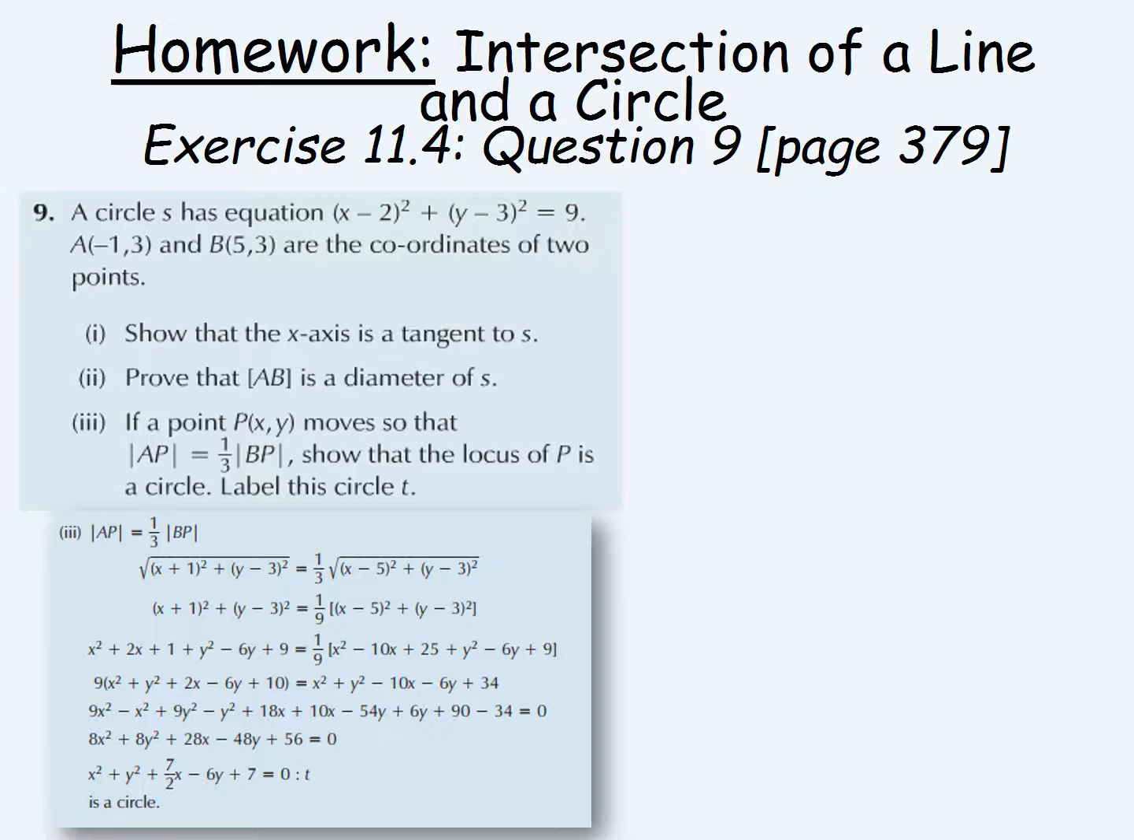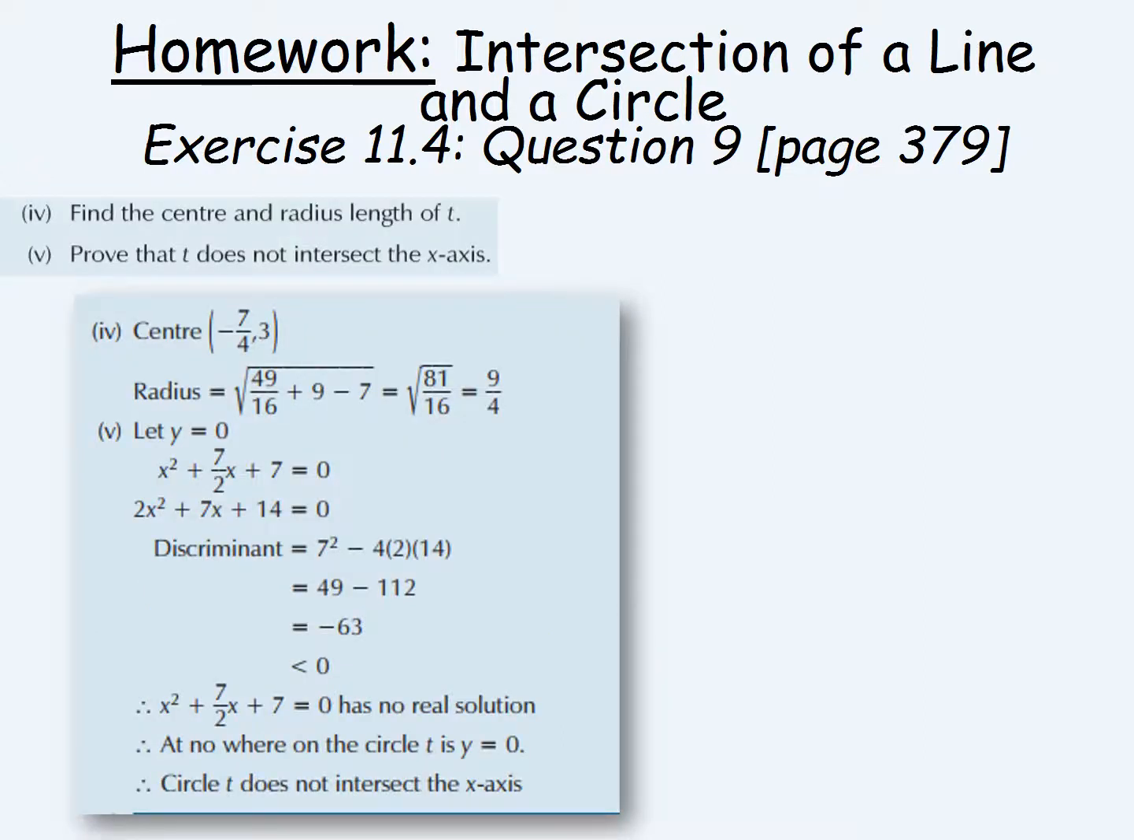So this is just working out like we've done before, again squaring both sides. Just pointing out, when you're squaring both sides, make sure you're squaring that third as well. And we end up with x squared plus y squared plus 7 over 2x minus 6y plus 7 equals 0. So that's our circle T.